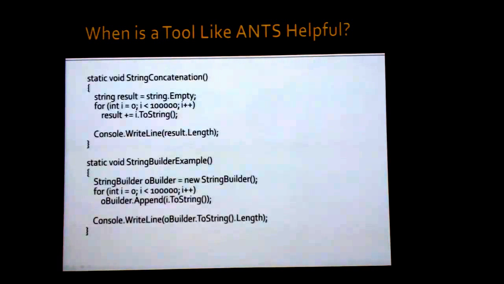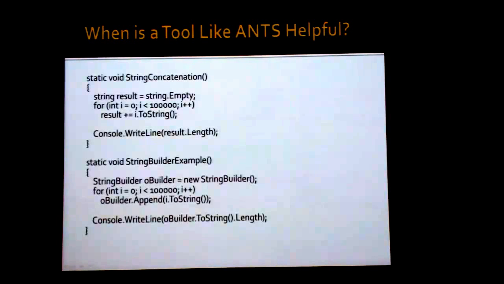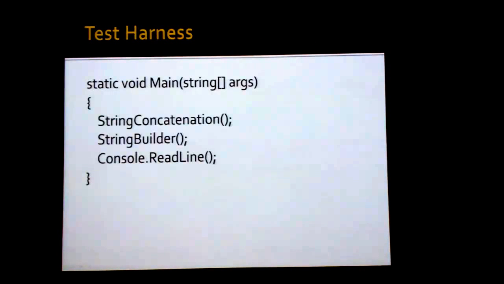We have two methods. One does string concatenation 100,000 times. The other one does the same 100,000 concatenations but uses a string builder. Now, everybody should know, I hope, one of these methods performs a lot faster than the other. And I hope nobody says string concatenation, because it's not. But if you need to prove that, you get into a lot of situations where you need numbers to back something up. So that's where ANSYS Profiler can step in.